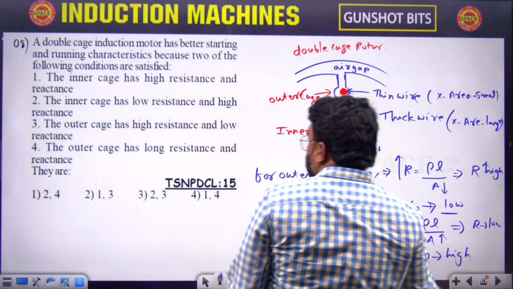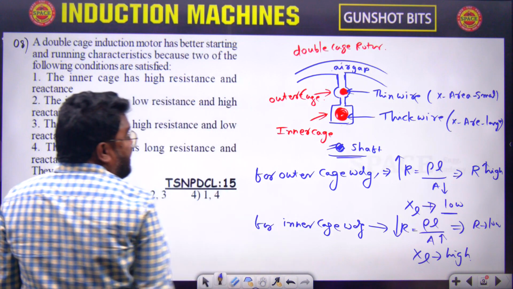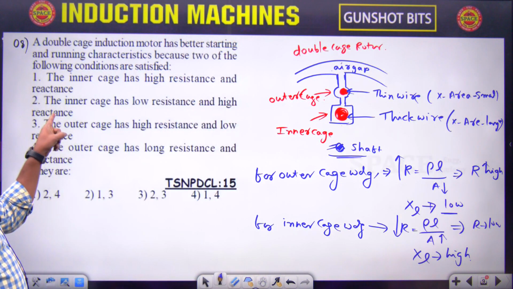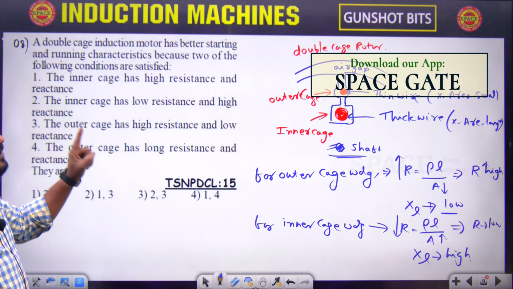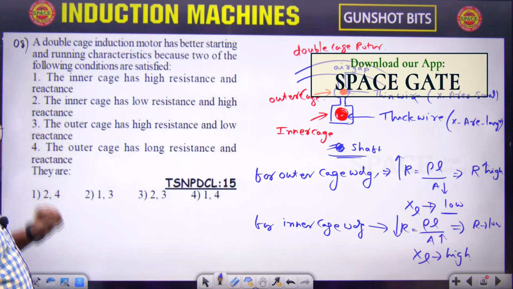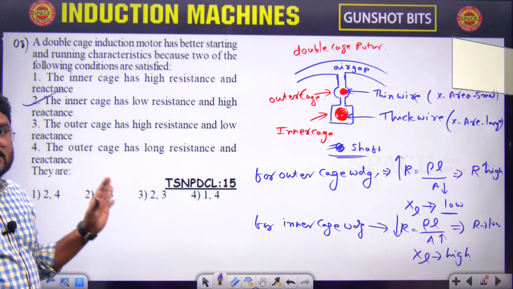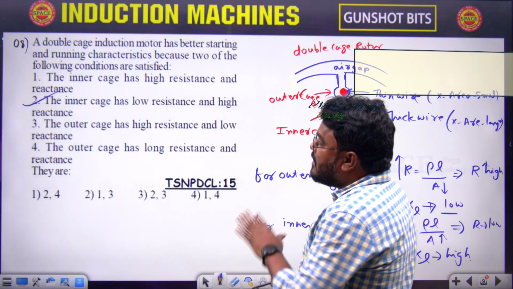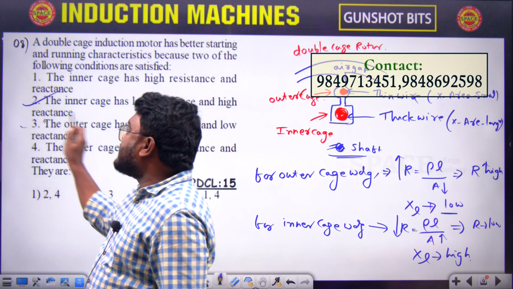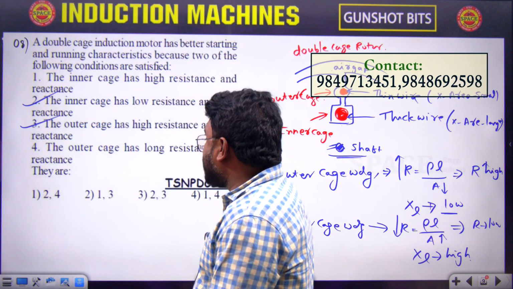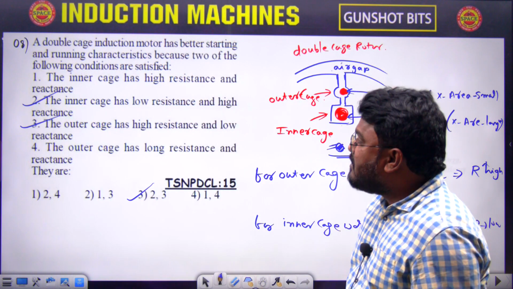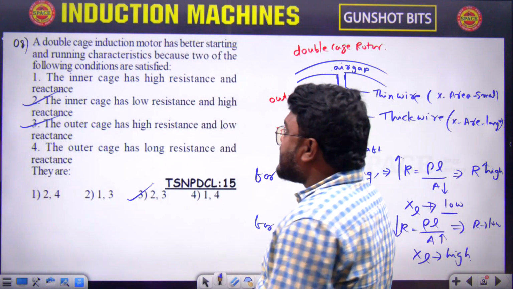Now by using these conclusions we can answer this question. See statement number 2: the inner cage has low resistance and high reactance. So this is the correct statement. And the outer cage has high resistance and low reactance. So this is also a correct statement. So which answer is correct? Option 3 is correct. Statements 2 and 3 are correct. The remaining statements 1 and 2 are wrong.